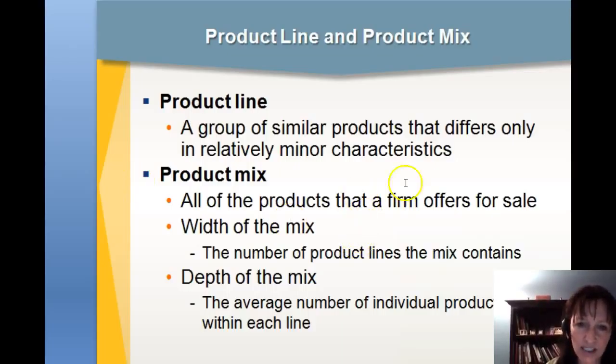The product mix is all of the products that a firm offers, and that can be fairly wide in terms of the number of different product lines. For example, Procter & Gamble has its Ivory soap line. It's actually got a variety of different soap lines. It's got Crest toothpaste. It's got laundry detergent, and so on and so forth, as well as the depth of the mix. So how many different types of soaps they have, how many different types of toothpaste they have, and so on and so forth.